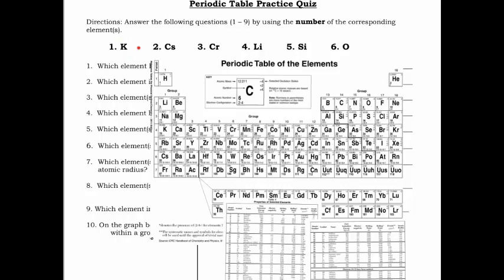Element K is actually element number 19 right here, so I'm going to write in the atomic number off to the side here. It'll actually make it easier for me to look up in table S. CS is right here, it's element number 55. CR is over here, it's element number 24. And again, you don't necessarily have to do this, but I think it's going to make your life easier. Lithium is right here, element number 3. Si is silicon, it's element number 14. And oxygen, O, is right here, it's element number 8.